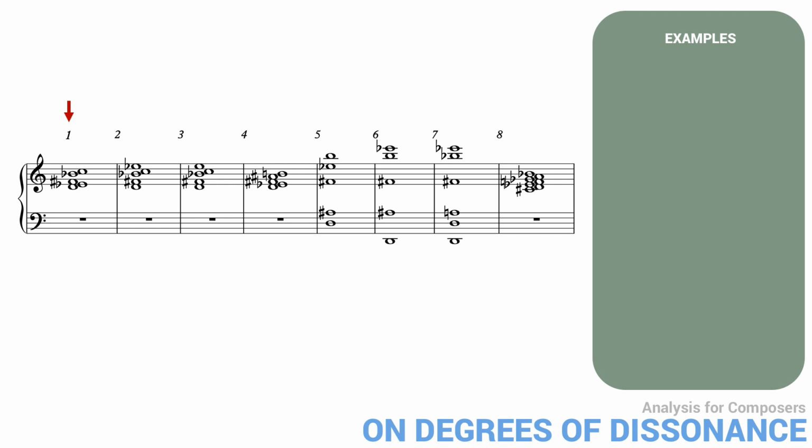Let's listen to the first chord here. This chord contains every interval class. An interval class is defined as an interval or its inversion. The strongest color, of course, comes from the minor second between D and E flat.